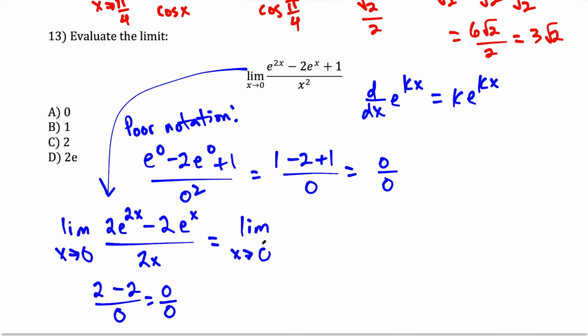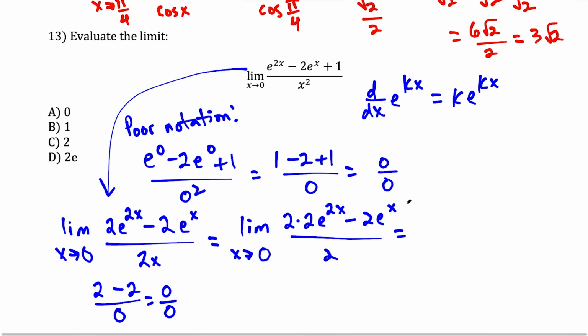Okay, so we have to use 2 rounds of L'Hopital's rule here. So now we're using the chain rule again. The derivative of e to the 2x is still 2e to the 2x, but we're multiplying by the 2 in front. So we're going to have 2 times 2e to the 2x, minus the derivative of 2e to the x, which is 2e to the x. And now we're dividing by the derivative of 2x, which is 2.